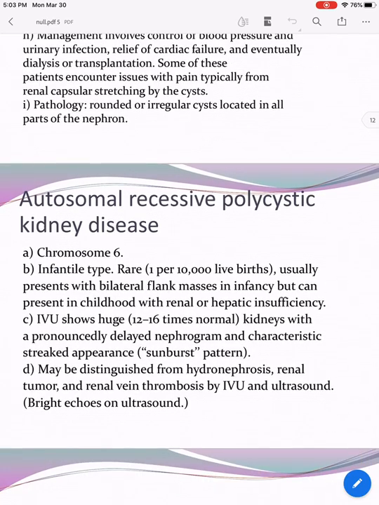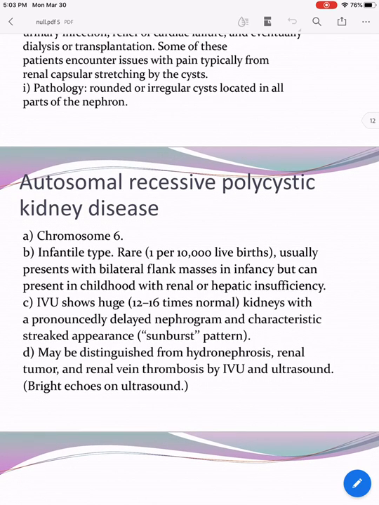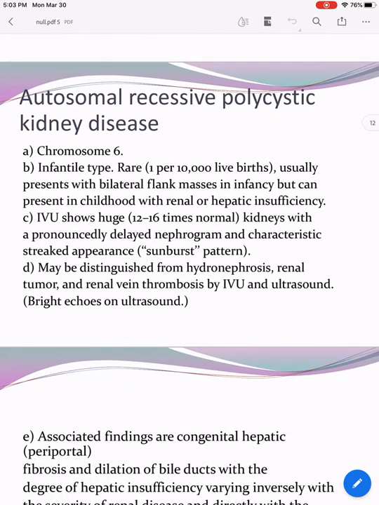Also, there is another rare condition called autosomal recessive polycystic kidney disease, inherited on chromosome 6, and it is the infantile type. Those patients usually present at birth with huge size kidneys, about 12 to 16 times normal.